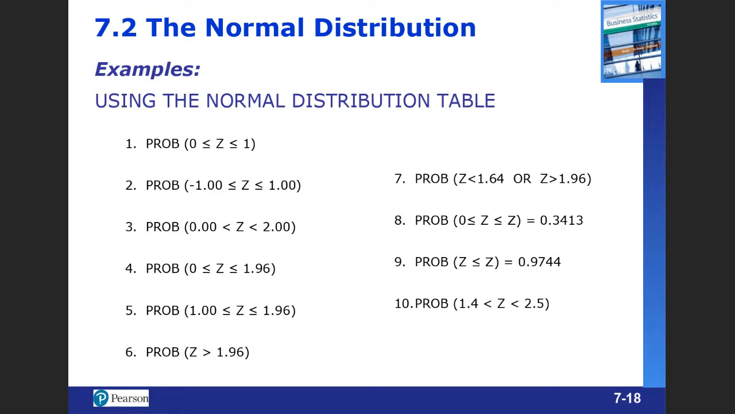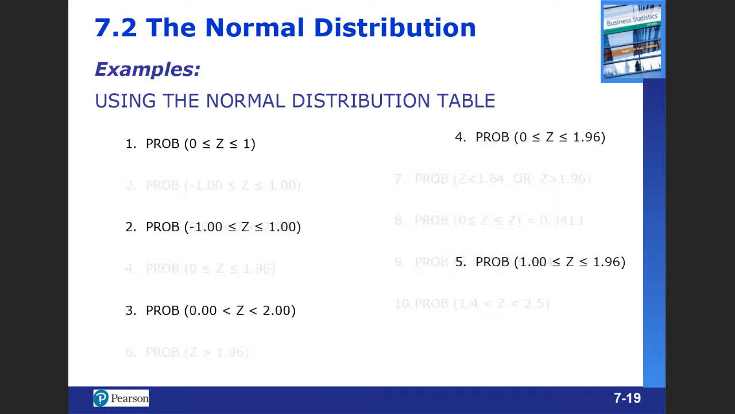And I'm going to start with the first one. I'll move on to the next slide because there's more room for me to write. So there's 10 exercises. This is the first one. It says, find the probability when Z is greater than or equal to 0 and less than or equal to 1. Okay, so I'm reading the first exercise.